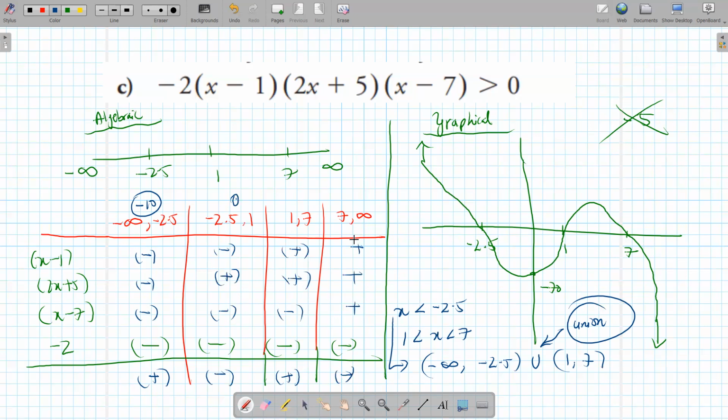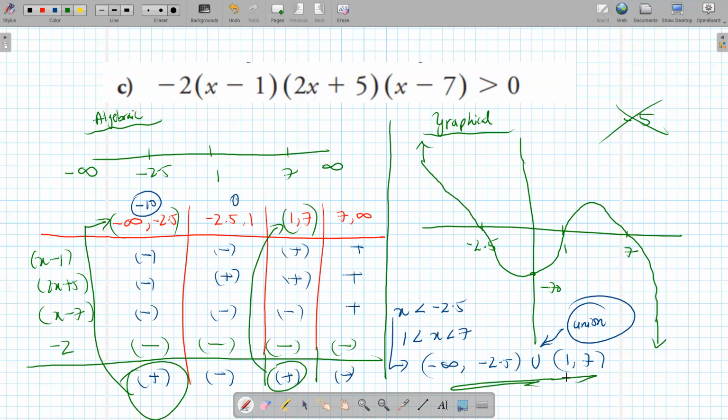So what did we want? We wanted it to be greater than zero, positive. So one of our answers is right here. Because this is positive, we go back up here: negative infinity to negative 2.5, and the other answer is right here, 1 to 7, and that's what we had from the graphical approach. The answers will be the same.